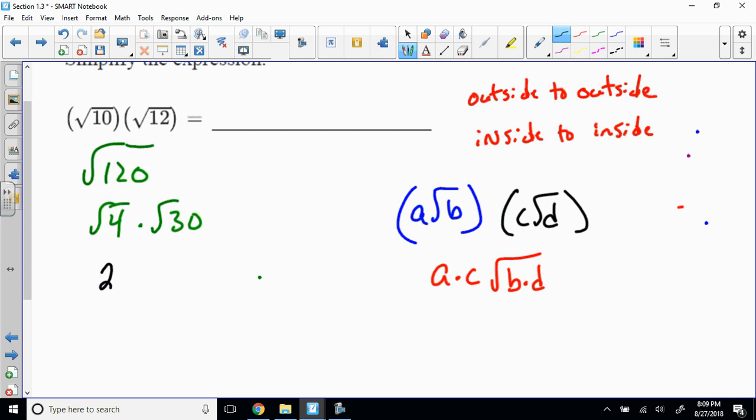Now, can I simplify square root of 30? Well, let's see. Will 4 go? 9, 16, 25, boom, done, right? Because the next number is 36 and it's over. So, ladies and gentlemen, 2 square roots of 30.